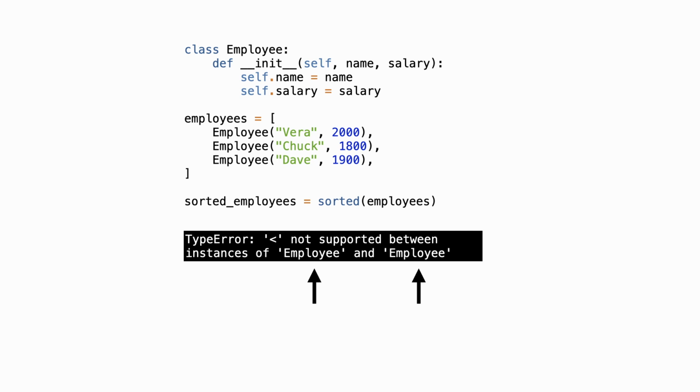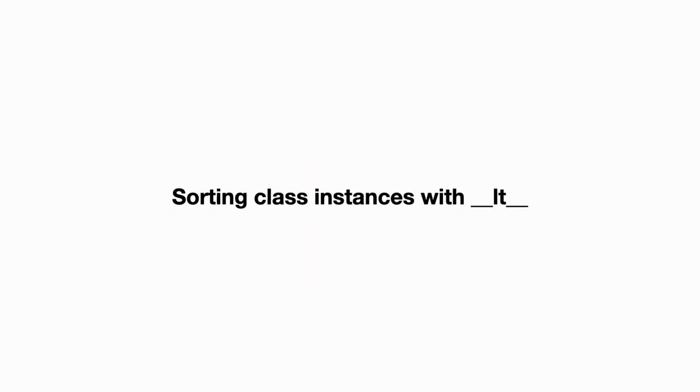In this video you learn why Python gives this error message and how to allow your class instances to be sorted. Before I can show the solution, I have to explain the error message you see here. Why does Python need the less than operator in your class instances?